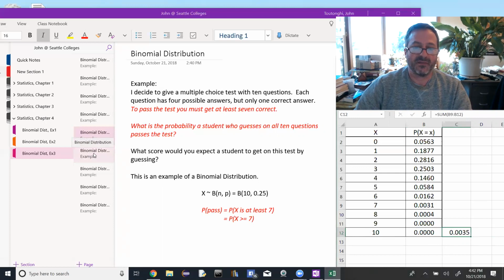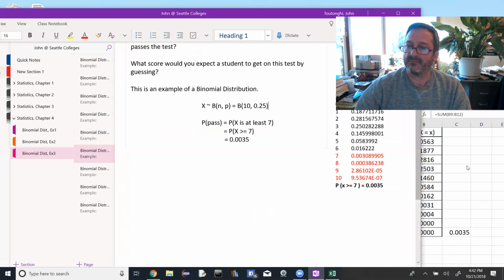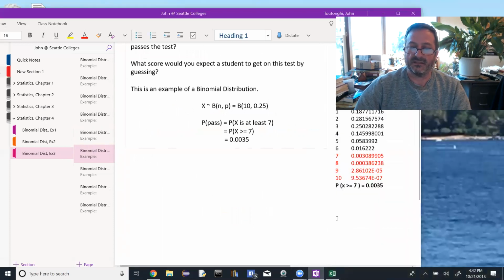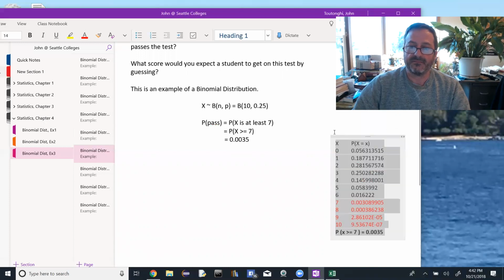So going back over here, get rid of Excel here. We see that the probability X is at least 7 is 0.0035. And again, 4 decimal places works. I left my table here with many decimal places so we could see the rounding happening. Okay, so that part of the question is done.